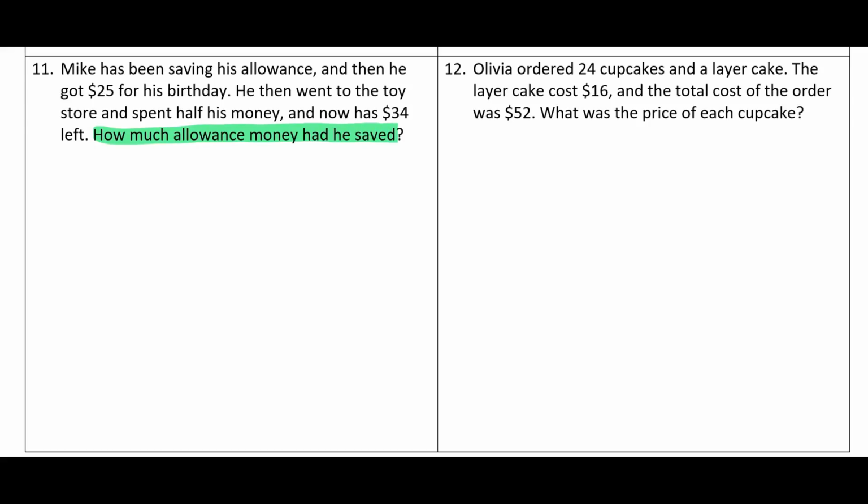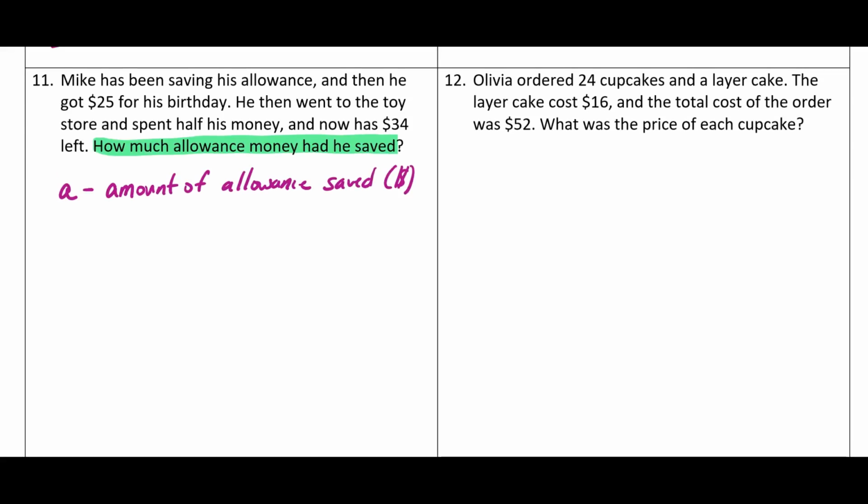So our variable, when we define this, we're talking about allowance money. Maybe I'm going to use the letter A, or the M for money, or you can always use just X. So this is going to be the amount of allowance saved. And remember, this is money, so this is dollars.